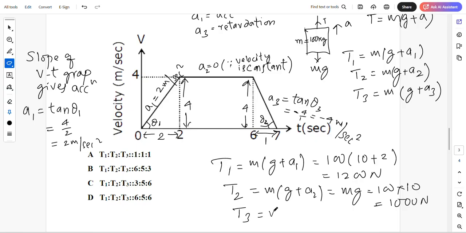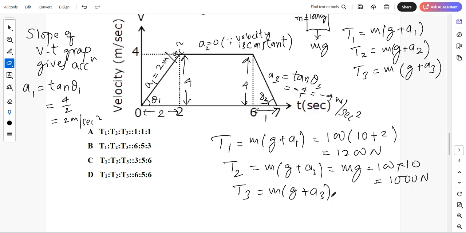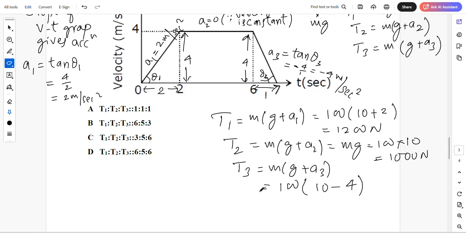How much is T3? T3 is equal to m into g plus a3. a3 is what? Negative, retardation. But it is going upwards only. We will substitute the values. 100 into g is how much? 10 minus a3, how much is a3? 4. That is equal to 100 into 6, which is 600 Newton.